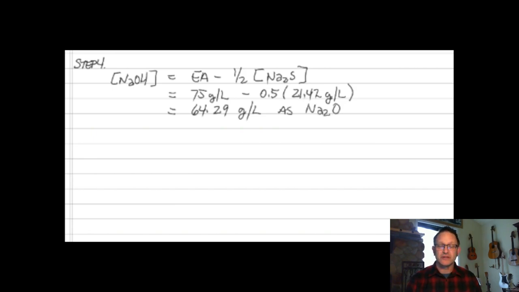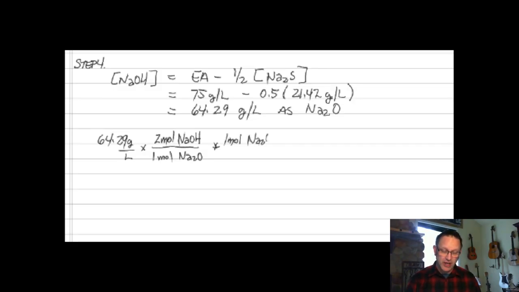So let's go ahead and convert this, because we need to be able to weigh it out. Let's go ahead and convert this into NaOH. So 64.29 grams per liter, we know from our previous video, is 2 moles of NaOH per mole of Na2O. And we multiply that times 1 mole of Na2O gives you 62 grams of Na2O. That's the ratio. And now we're going to convert that to NaOH. So multiply that times 40 grams of NaOH for every mole of NaOH consumed.